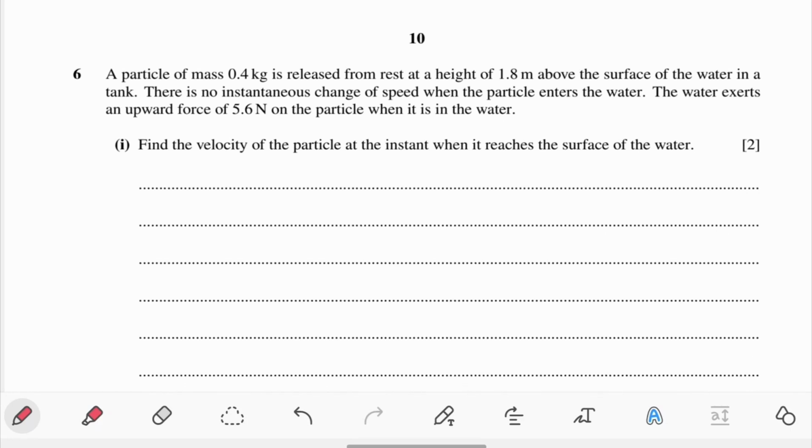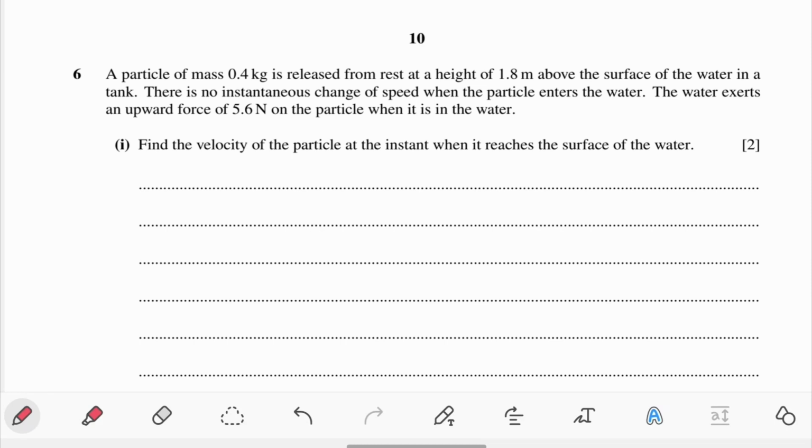Okay, next question. A particle of mass 0.4 kilograms is released from rest from a height 1.8 meters above the surface of water in a tank. There's no instantaneous change in speed when the particle enters the water, and the water exerts an upward force of 5.6 newtons on the particle when it's in the water. So the first part says we should calculate the velocity at the instant it reaches the surface of the water.